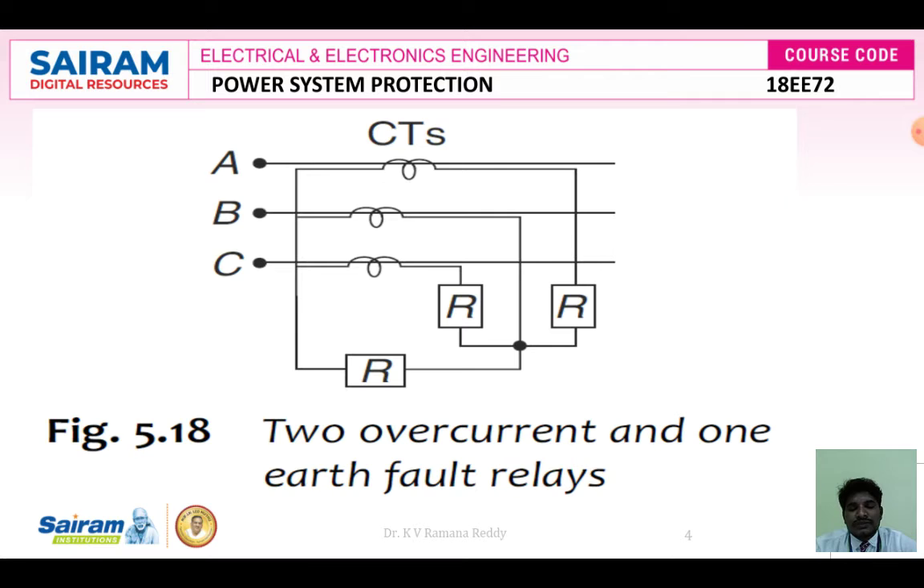In this figure, you can see that there are 3 current transformers employed individually for the 3 phases A, B, and C. Among these, phase C and phase A each have an overcurrent relay, and the neutral wire, which is commonly connected between the phases and the neutral, has one more relay, called the earth fault relay.